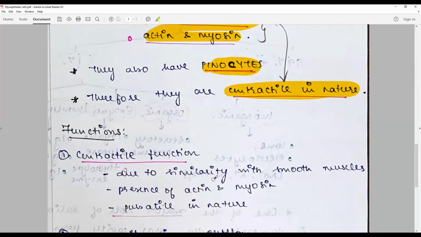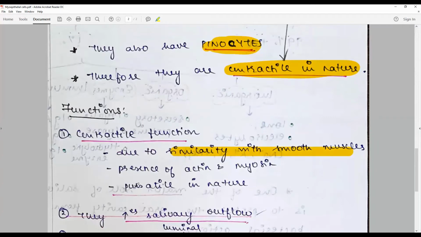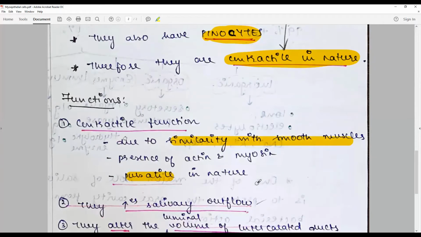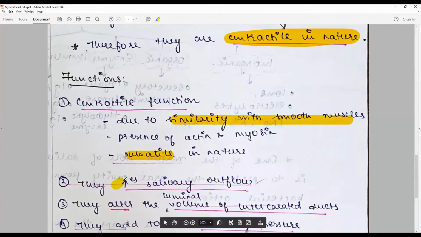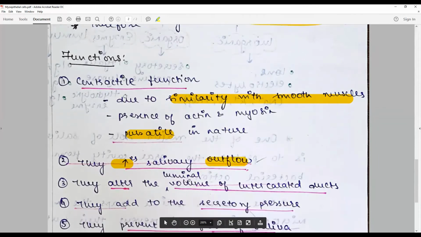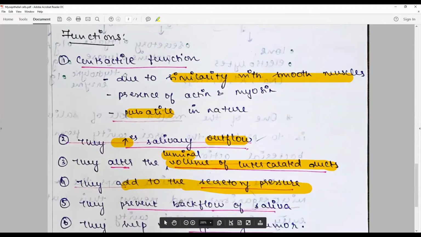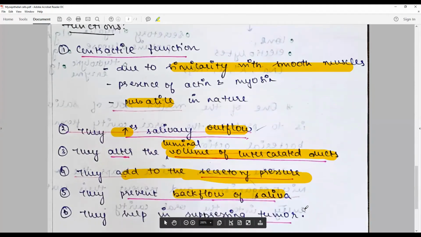Due to their large similarity to smooth muscles, they produce pulsatile contractions that help to expel the newly formed saliva, especially the mucus. Thereby they work to increase the salivary outflow. They alter the luminal volume of the intercalated ducts, thereby regulating the flow of saliva. They also add to the secretory pressure and prevent backflow of saliva. Therefore, they are mainstay in modulating the salivary secretions.